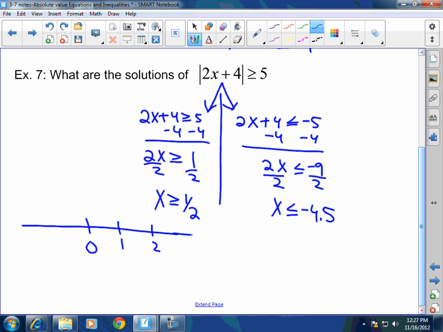1, 2, 3. I didn't need to go that far. And this is between negative 4 and negative 5. Here's my half mark. So negative 4.5. I went up to 3 because I don't know why, sir. I'm sorry. I apologize. Less than or equal to negative 4.5. Solid circle to the left. And it's greater than or equal to 1/2. Solid circle to the right.